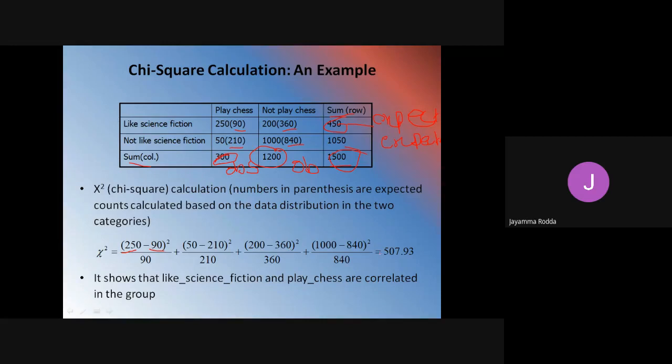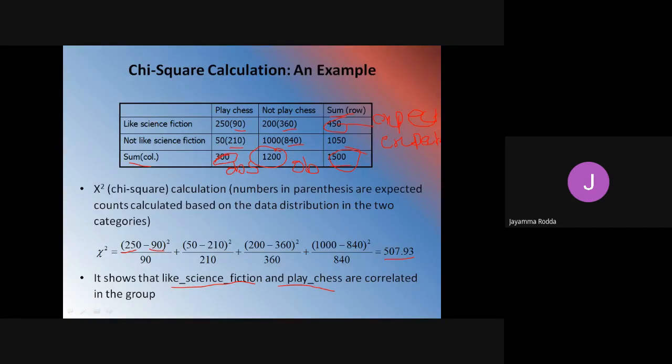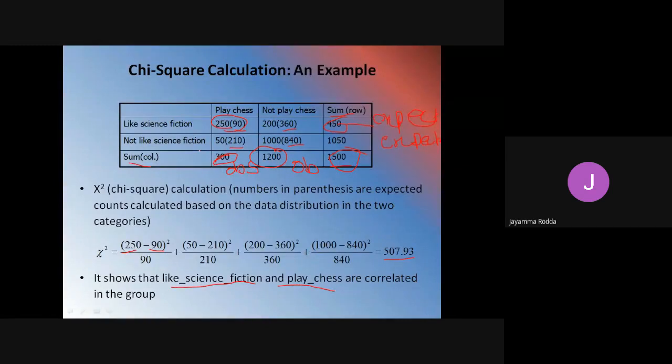And when you simplify these values, we get the value 507.93, which shows that the persons who like science fiction and play chess are correlated. This particular value shows they are correlated because this value is far from the expected.